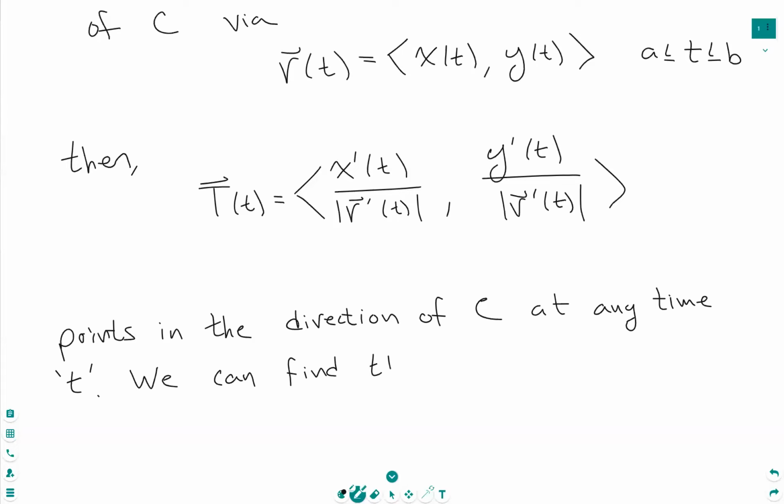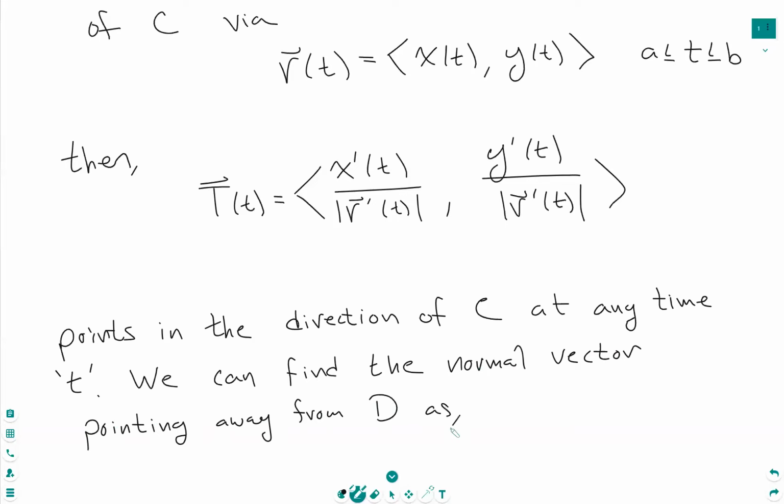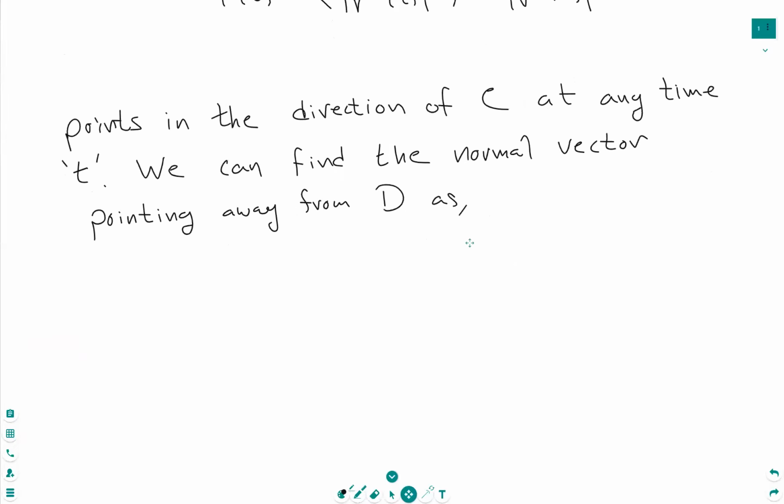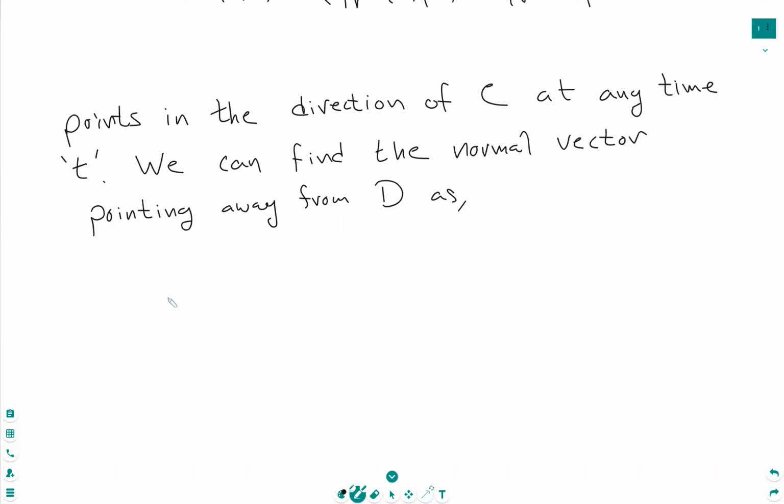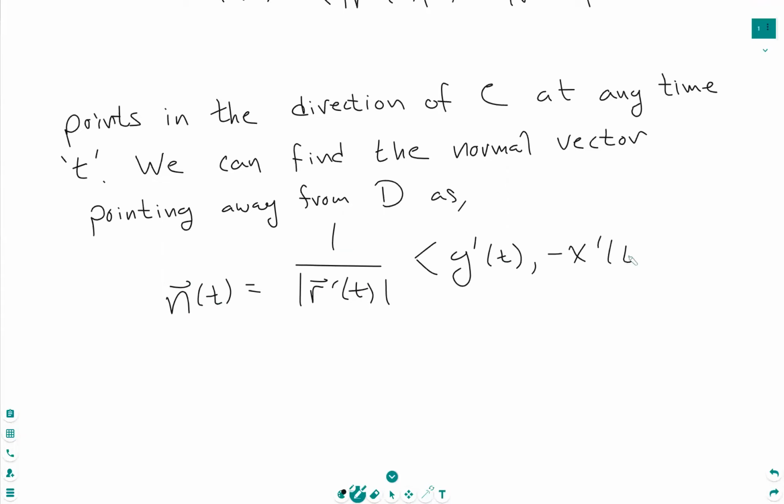We can find the normal vector pointing away from D as, and I'll write this down and then we'll do a little proof for it. This is 1 over the magnitude of r prime times the vector y prime of t, negative x prime of t. So what is this normal vector?